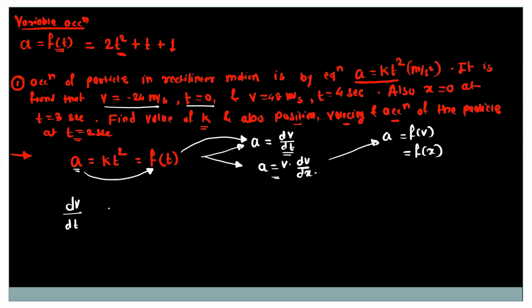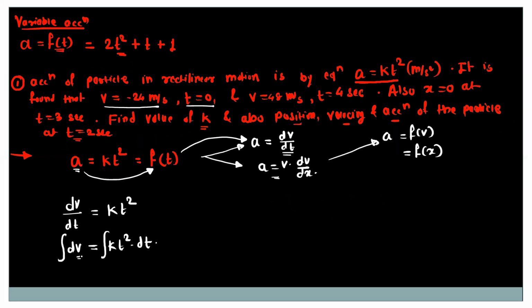So this is equal to kt square. Okay, so we can write this equation as dv is equal to kt square into dt. Now from this equation we have to find out the velocity, so we have to cancel out this differential. Okay, so take the integration for both the sides.